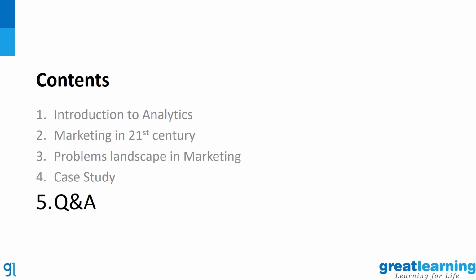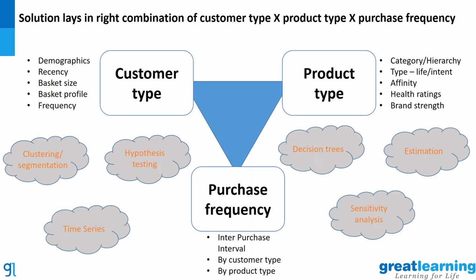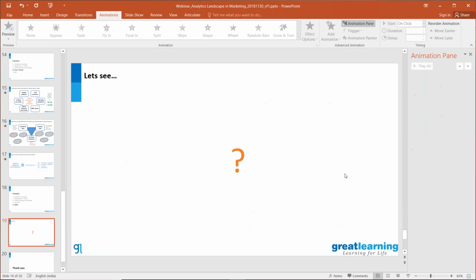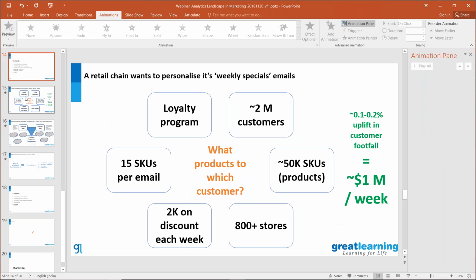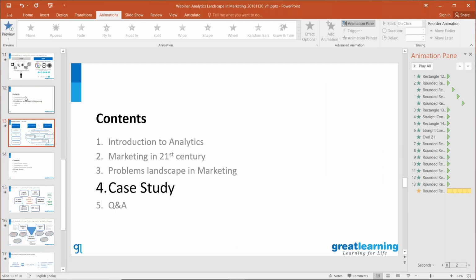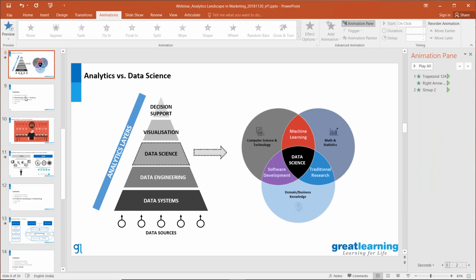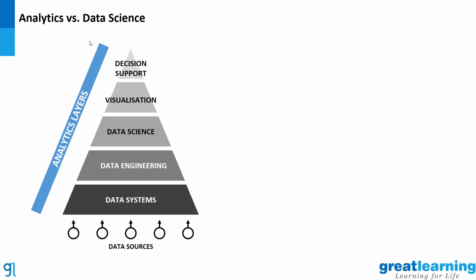There is a question around how analytics is different from BI. Okay, good question. If you remember the slide that I showed earlier, it was the analytics layers. At the top, there was decision support, and below it was visualization, right? I'll show you that slide very quickly. So that's the one I'm talking about. The second layer here is visualization, right?